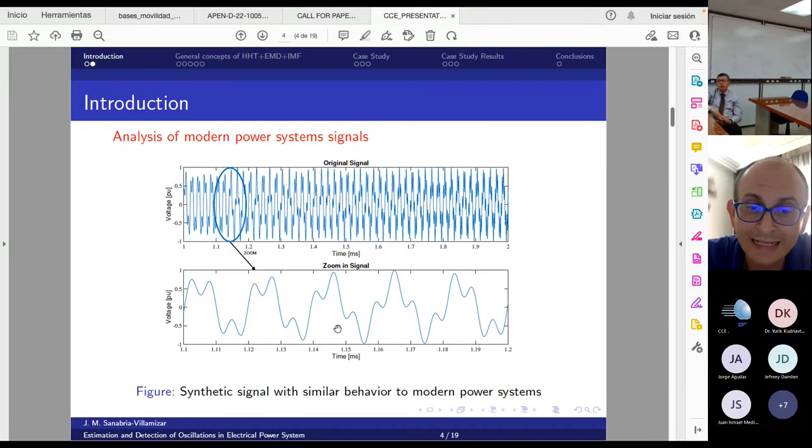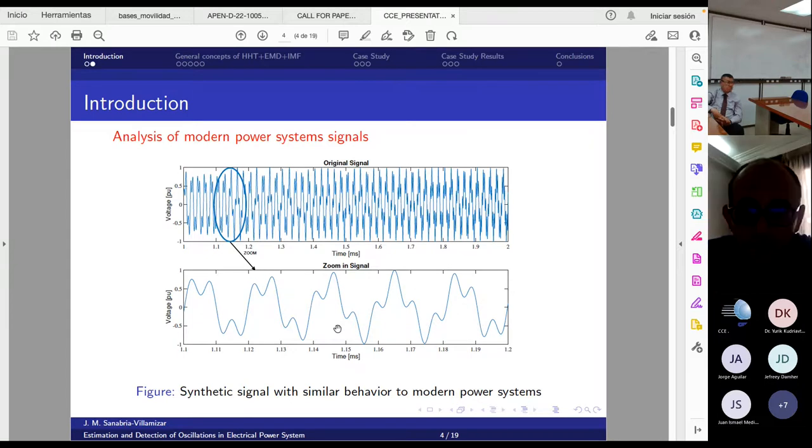We started analyzing signals from EEG, electroencephalographic signals. We started with this kind of signals, and then we noted that it's possible to use this method on signals from power systems. So we started with biomedical signals, and then we moved to this kind of systems. And now we can use the method in different processes.